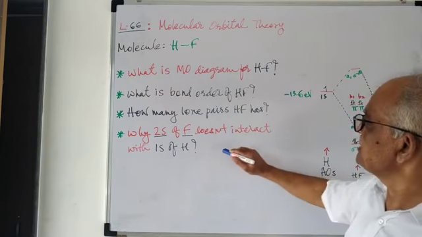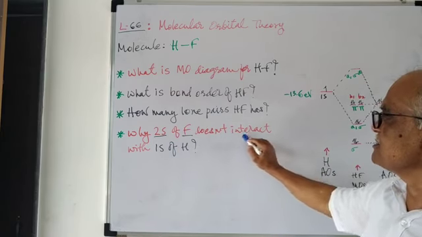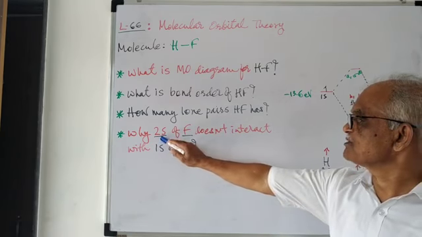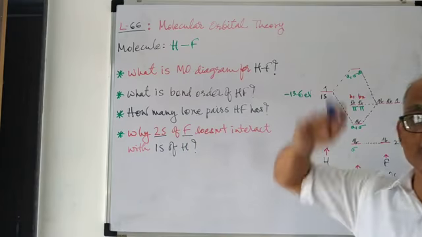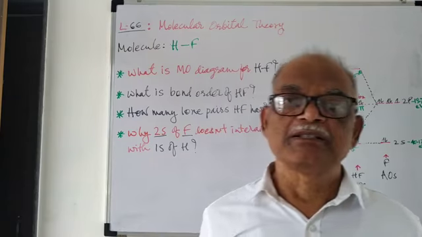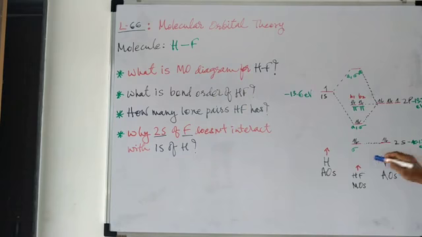So here we are explaining why the 2s of fluorine does not interact with the 1s of hydrogen. This is because the energy difference between them is too large. It is not below 12 electron volts, and that is why the interaction is not possible. So we have shown this 2s as a non-bonding molecular orbital. It is directly transferred to the MO system, and it is called a sigma type of non-bonding molecular orbital, that is a lone pair.